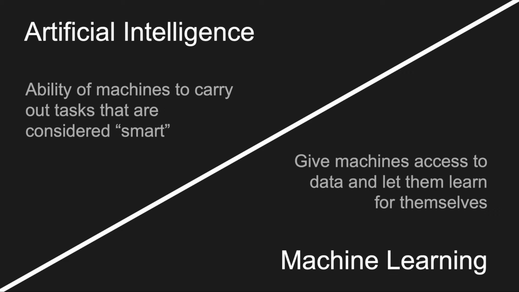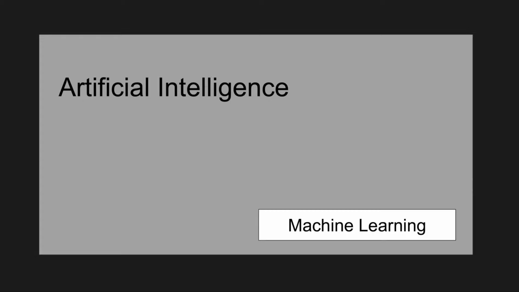So what is the difference between artificial intelligence and machine learning, right? So artificial intelligence is the ability of machines to carry out tasks that are considered smart, whereas machine learning gives machines access to data, and you basically let them learn for themselves, and that is machine learning. However, are artificial intelligence and machine learning completely two different things, right? Are they really that different? The answer is no. The real answer is machine learning is a very, very small subset of artificial intelligence, right?